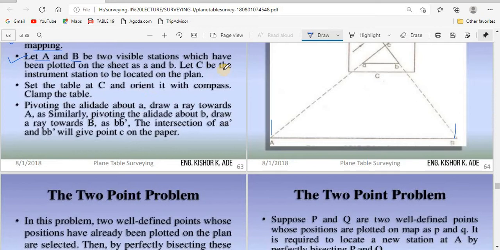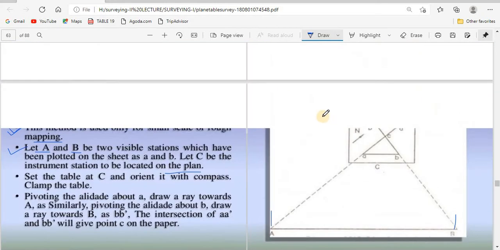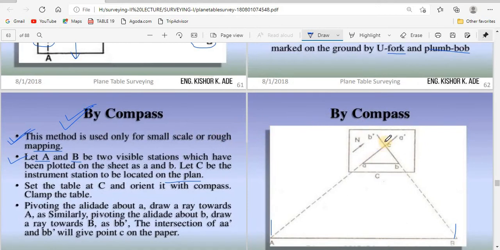Let C be the instrument station to be located on the plan. So the point which is to be located is your point C, on your sheet. Now set the table at C and orient it with the compass. Clamp the table. So what you have to do is shift your instrument to point C, perform temporary adjustments like leveling and centering, and then with the help of the compass orient your sheet and mark the north direction on your sheet.